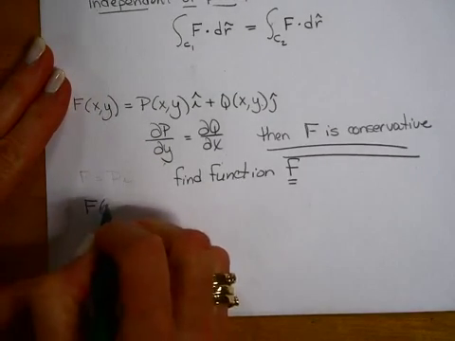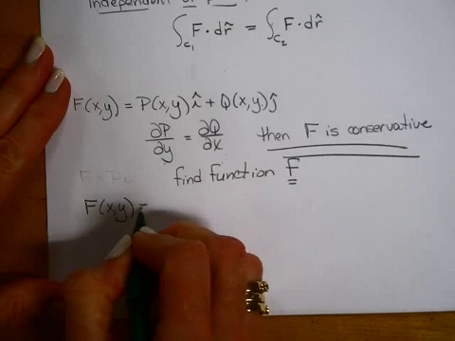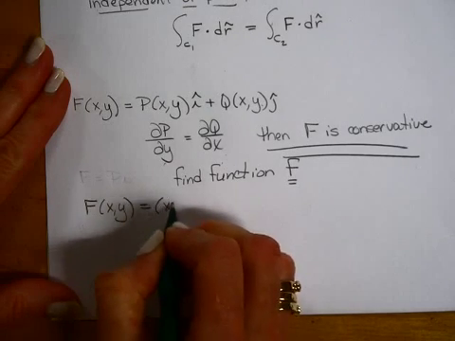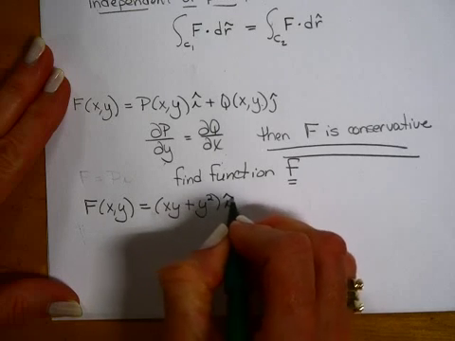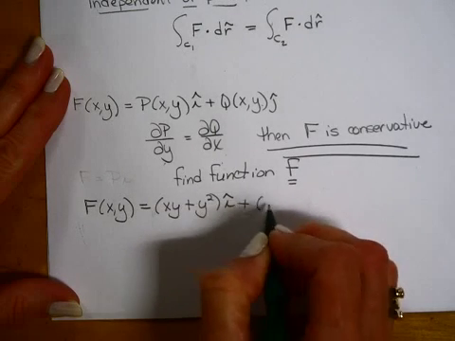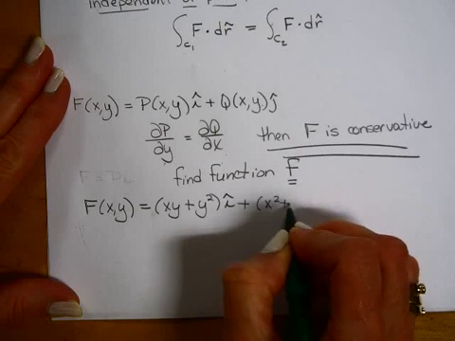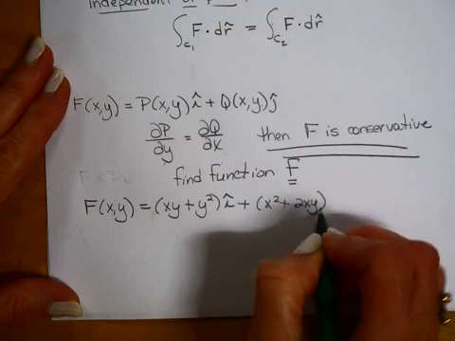This is number 3. If you have f of xy is equal to xy plus y squared i and x squared plus 2xy j.